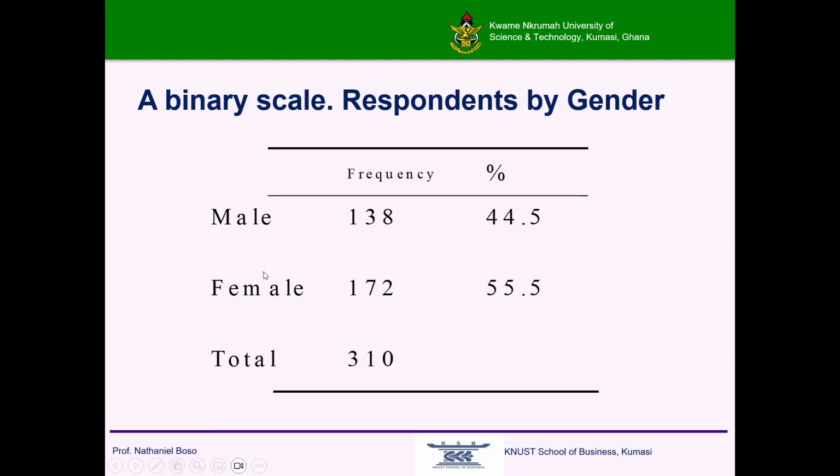Okay, so whenever the variable you are trying to capture assumes only 2 categories, then it becomes a binary scale. However you are going to measure it, it can only take 2 forms. So that variable assumes the binary scale. And a typical example is gender, male and female, in the context of Ghana. Right.